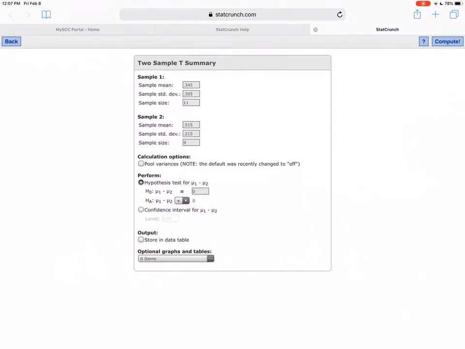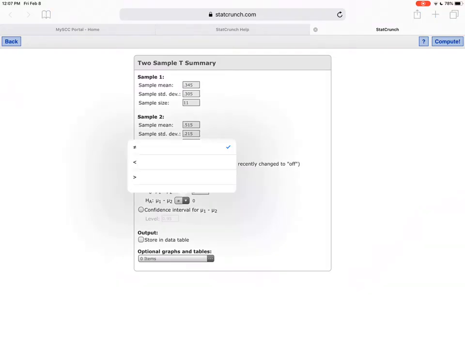Now, notice that the very next thing says calculation options, and is asking me, do I want to pool the variances? The default is not to do that. That's a case where the variances are not equal. Since this is a case where we were told population variances are equal, we're going to click that box right there to tell it we do want to pool the variances.